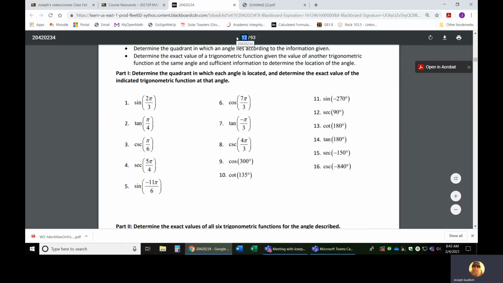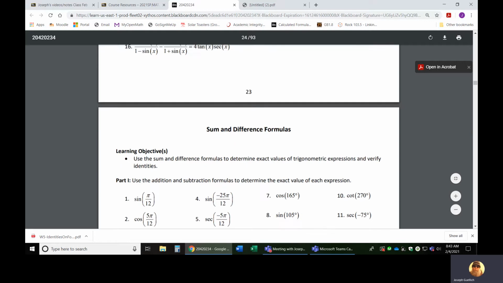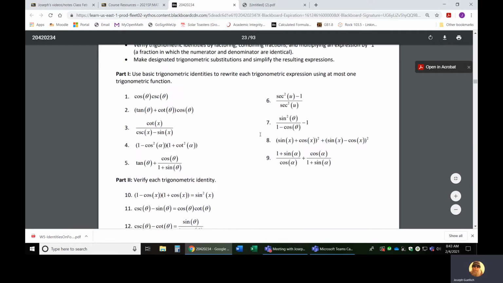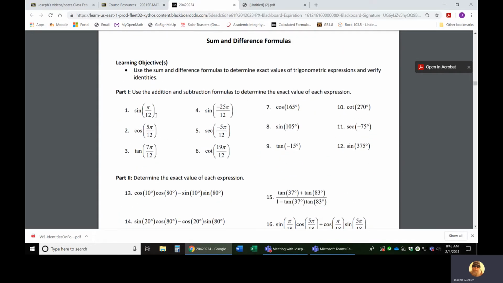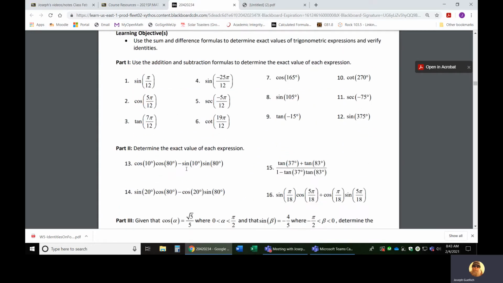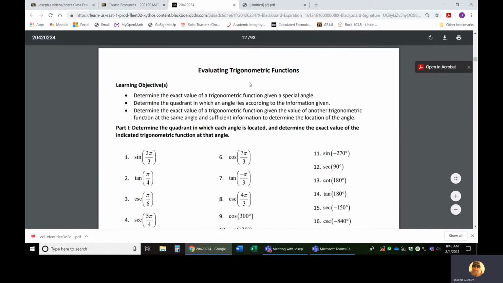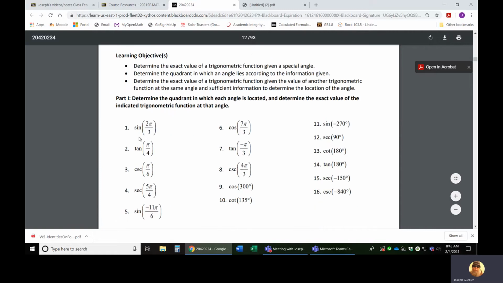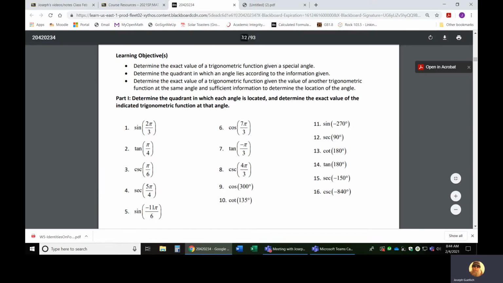Let's see if I remember. So this is a sum and difference formula. We did the stuff with the basic identities before, and so now we're moving on to more complicated things. So the ones that give you the angle are going to be the ones that eventually turn into, back at this old assignment, things that look like this. Sine of 2 pi over 3, cosecant of 11 pi over 4, is that right? 7 pi over 4, I don't know.